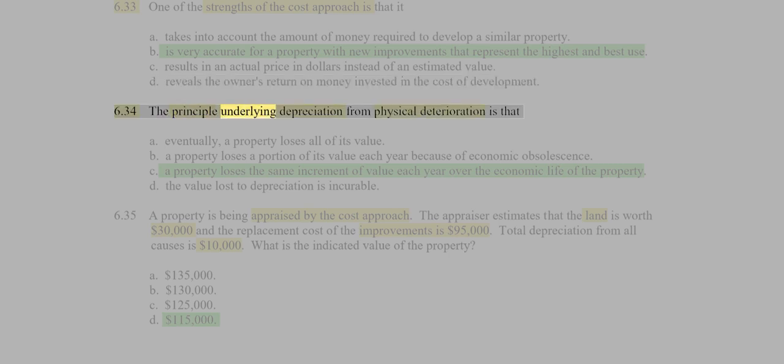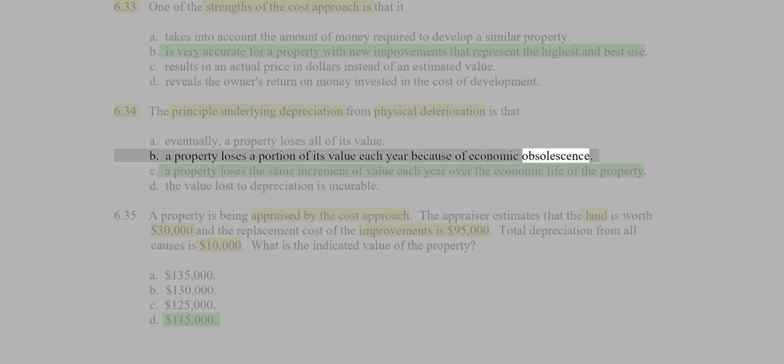6.34 The principle underlying depreciation from physical deterioration is that A. Eventually, a property loses all of its value. B. A property loses a portion of its value each year because of economic obsolescence. C. A property loses the same increment of value each year over the economic life of the property. D. The value lost to depreciation is incurable.